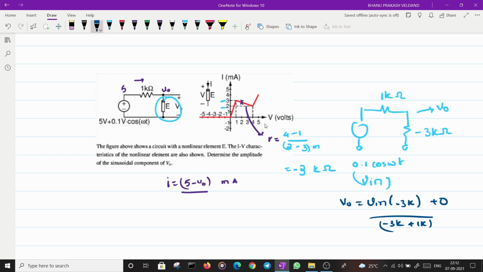If you are given any circuit with any different kind of device with its current versus voltage characteristics, you just have to find its operating point and then linearize about that point. Differentiate it: dou I by dou V is 1 by R. Differentiate it if it's not linear. Since it is linear here, I am just using the slope, which is same as the differentiation, and replace this device with the resistor in your small signal model and calculate it. That's it.